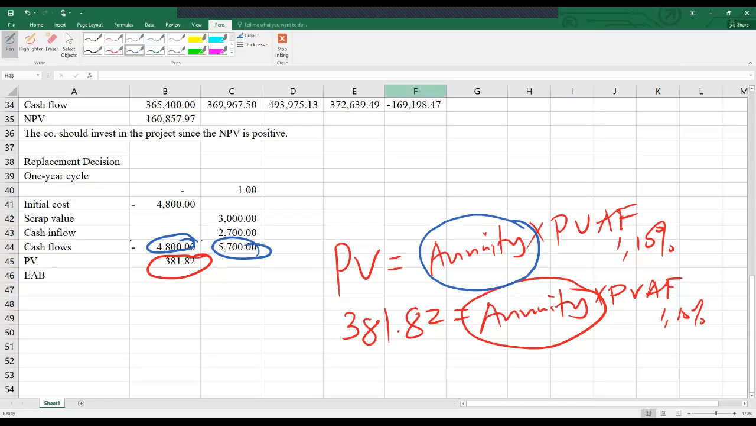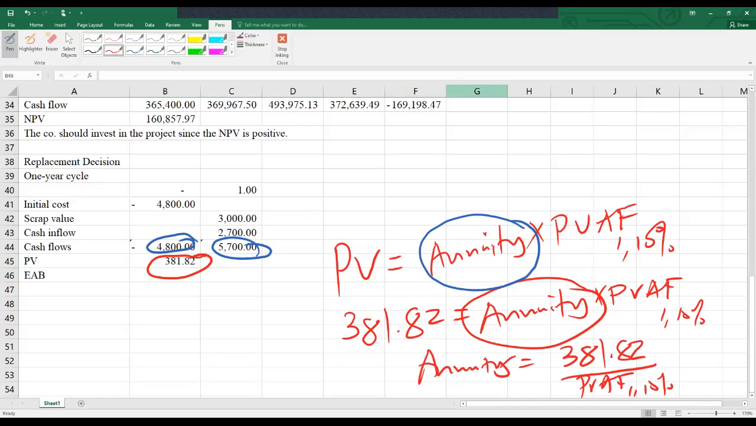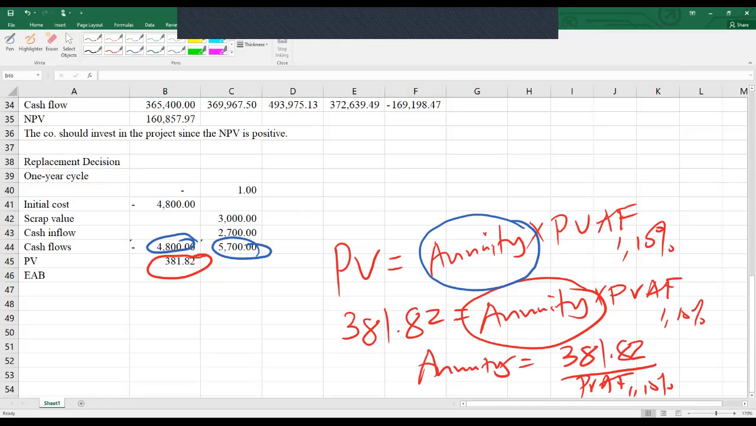Therefore, this will be equal to 381. Therefore, just simply make it an annuity, so that with the formula. They have the annuity here as per the formula: the equal annual amount is 381.82 divided by the present value factor, 1 year, 10%. Therefore, the equal amount, which is the benefit this time, will be equal to 381.82.